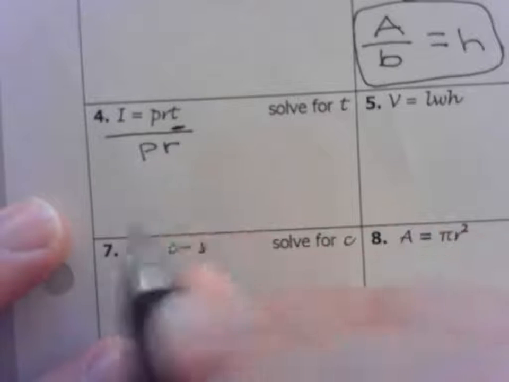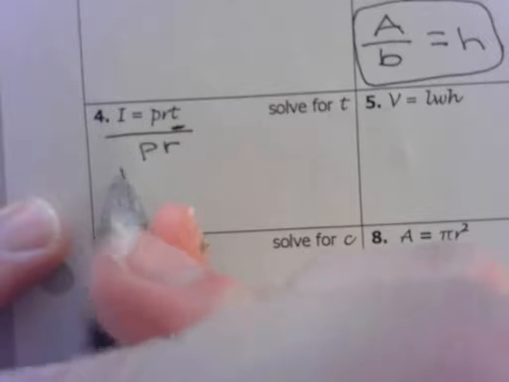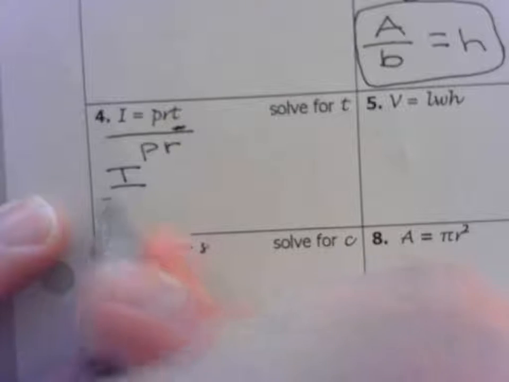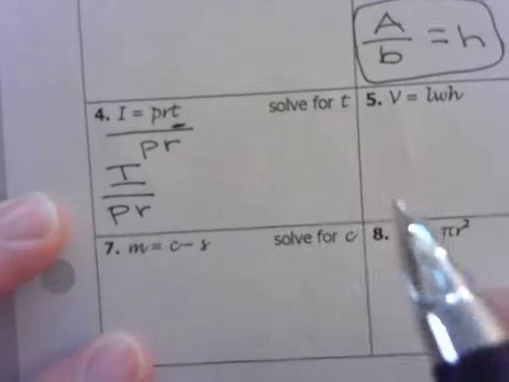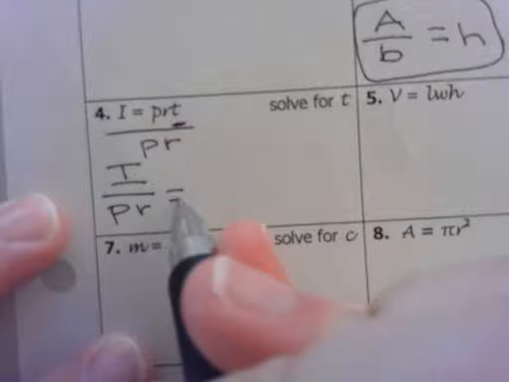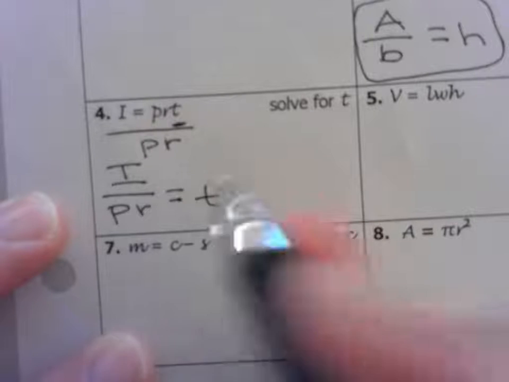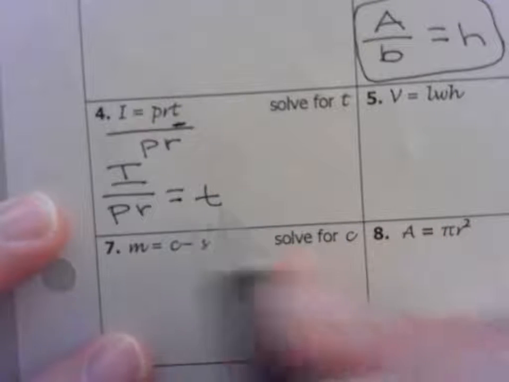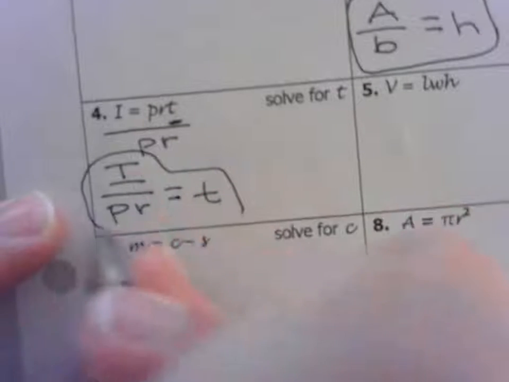On the left side, how would I write the left side? I equals I divided by pr. I over pr equals t. The prs cancel on the right side. This is solved for t because t is alone.